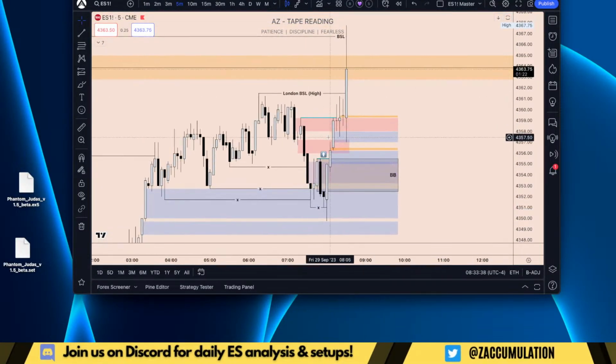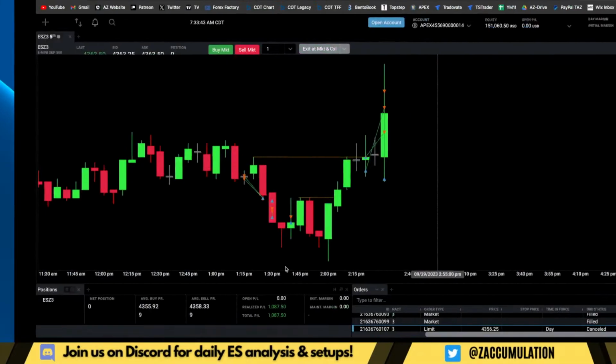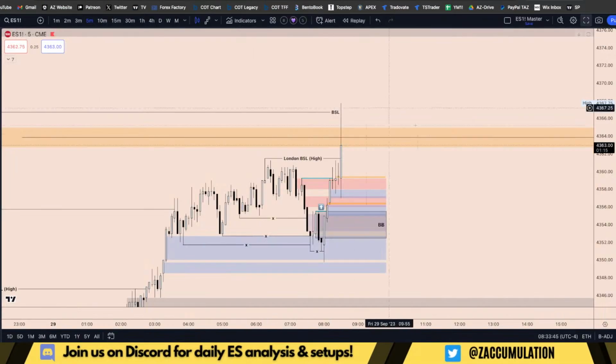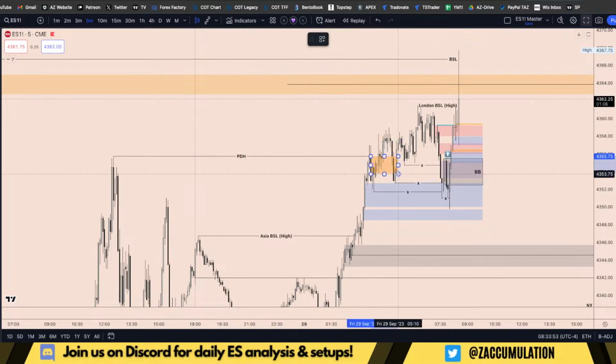All based on this little 2022 model. We go from external liquidity once we swept that previous day high. Let me go to this TradingView chart. So all we did was we moved from external liquidity once we moved above the previous day high. All we did was chop. We left behind this range.